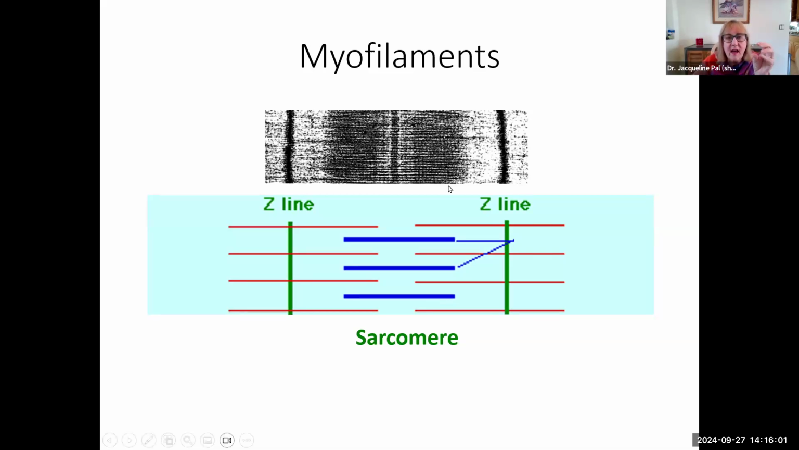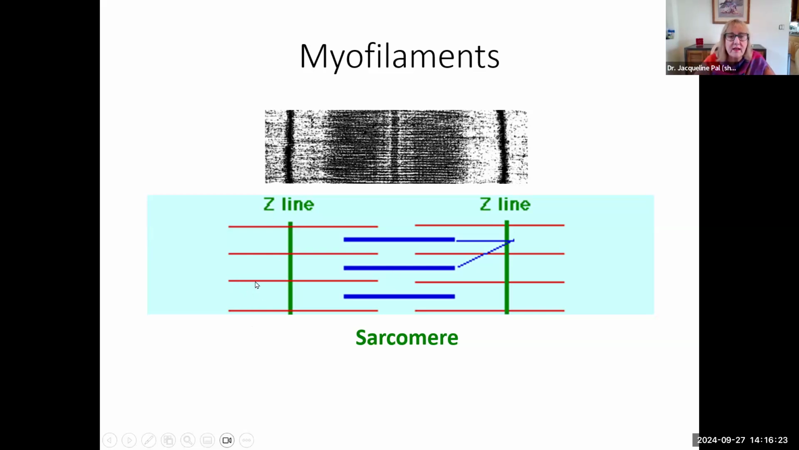Okay. Now, the reason why this middle part is dark is because this part is very dense from all these overlapping proteins. And the reason why this part is light is because a lot more light can get through it because there's not nearly as much protein. So that's why we have the light and the dark.